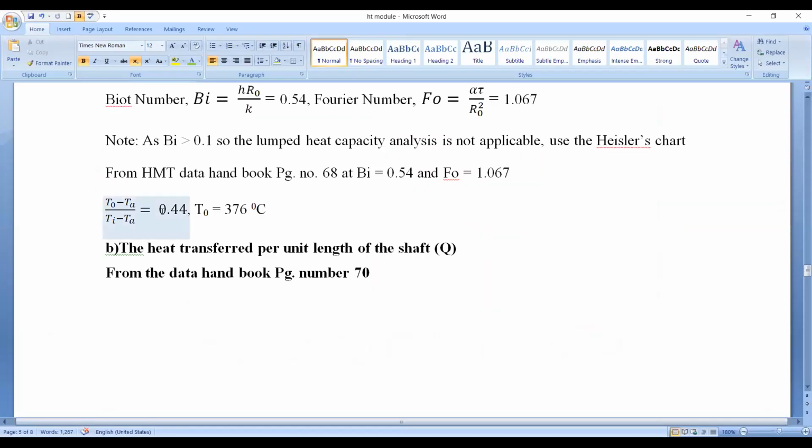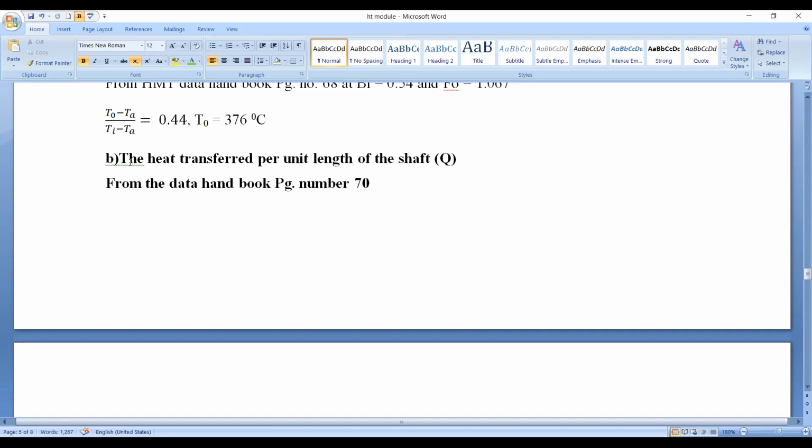Okay, 0.44 or 0.46. Now you know all the values, just substitute and get the value of T0. So T0 represents the temperature of the cylindrical shaft at the midpoint, at the middle. Now in the second bit, we need to get the heat transfer per unit length of the shaft, that is Q, we need to calculate Q.